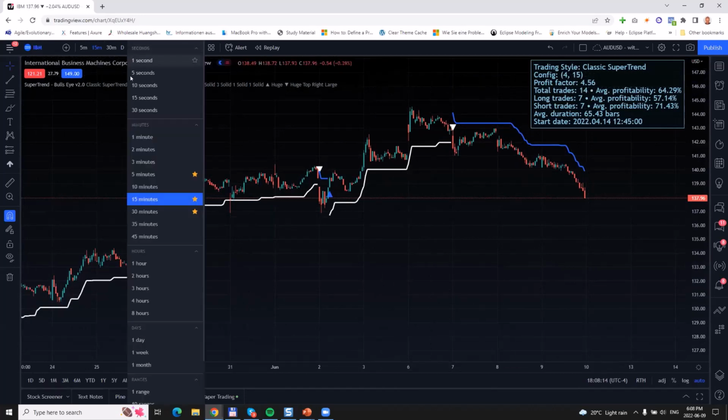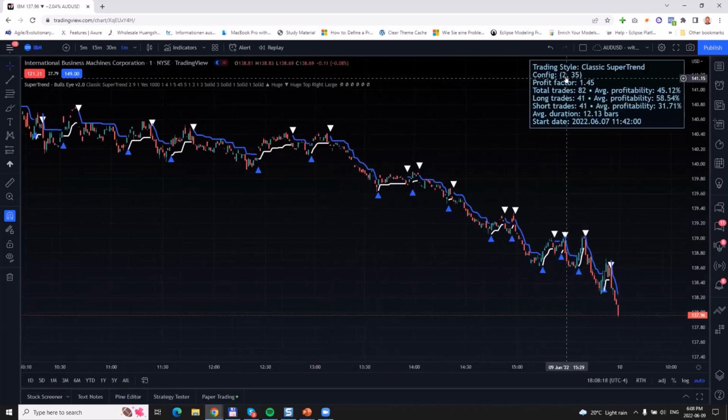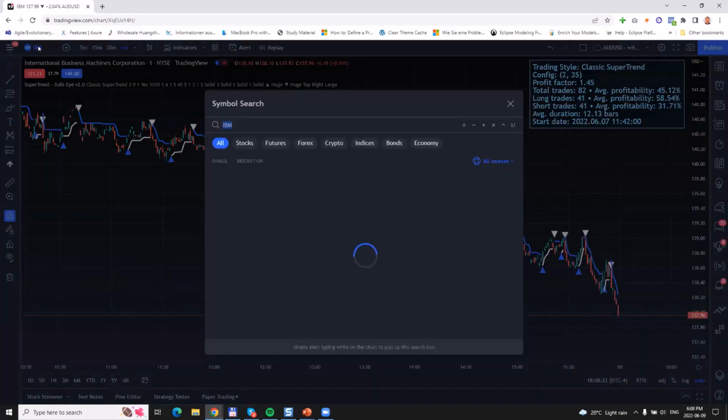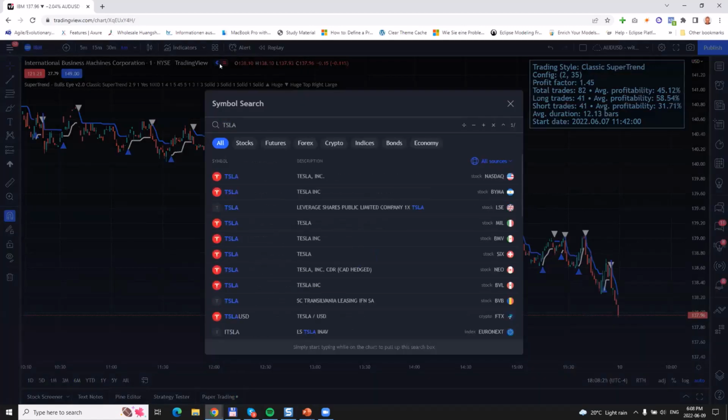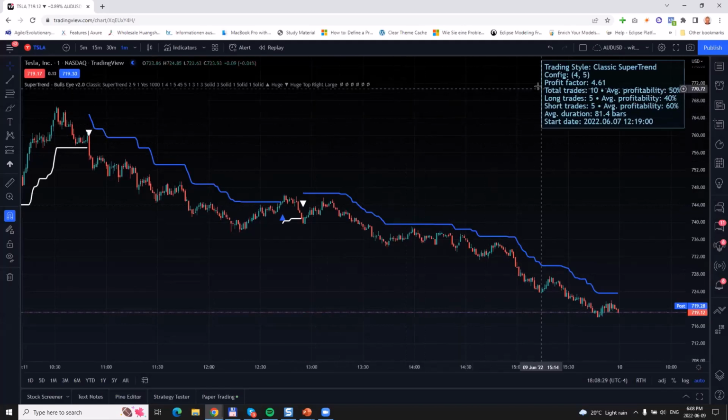Or I switch down to the 1-minute time frame. Again, our settings update immediately, in this case to 2 and 35. And let's say I want to change symbol altogether. Let's go to Tesla. Again, the settings update immediately, and you can see the optimal settings here, a multiplier of 4 and an ATR period of 5, along with all the statistics which go along with these settings. So we're very happy about this indicator.